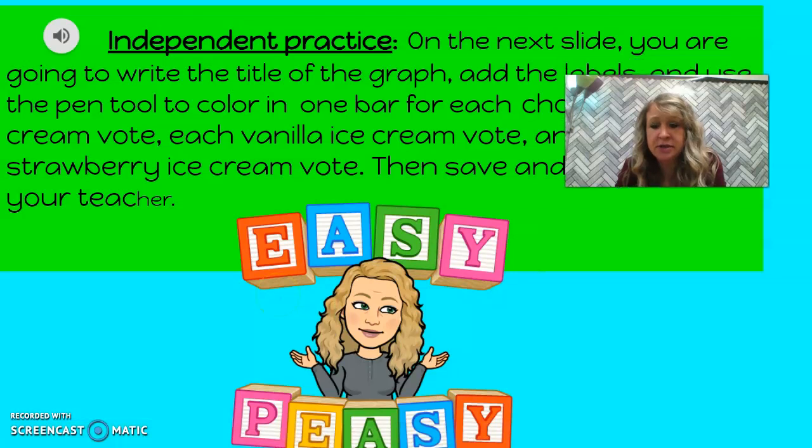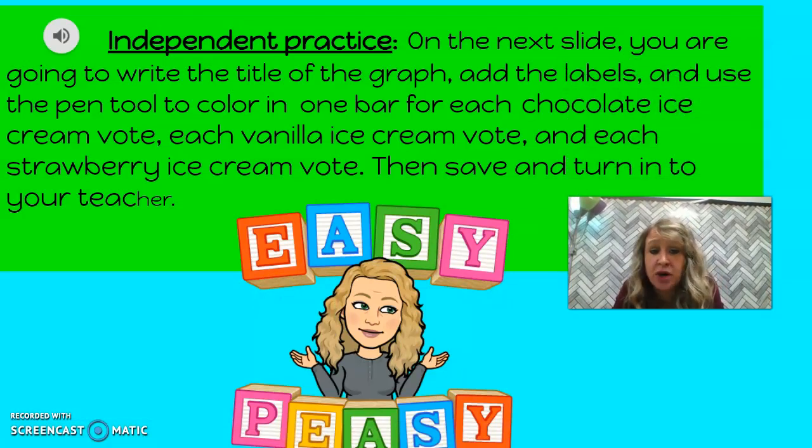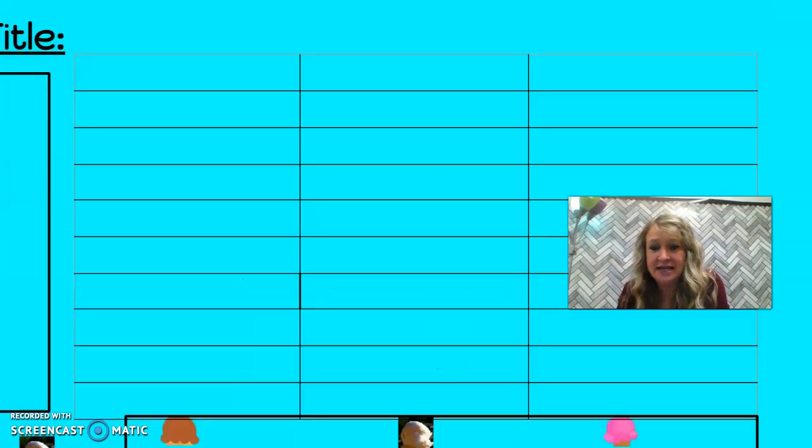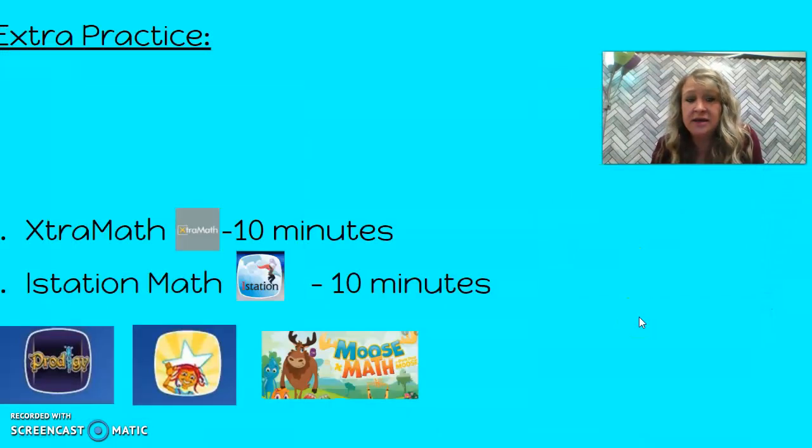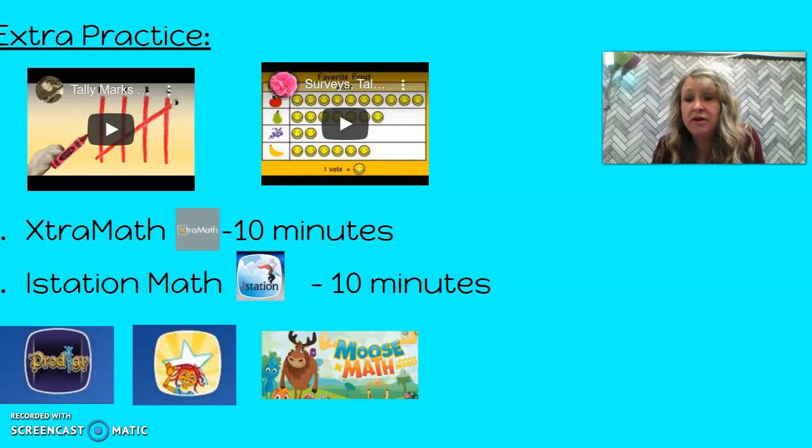and here's your assignment. On the next slide, you're going to write the title of the graph. You're going to add the labels and use the pen tool to color in 1 bar for each chocolate ice cream vote, each vanilla ice cream vote, and each strawberry ice cream vote. Then save and turn in to your teacher. Easy peasy. And here is your blank bar graph that you are going to make, your bar type graph. And then you have 2 videos to go watch. Extra Math for 10 minutes, iStation for 10 minutes, and the other math apps that your teacher wants you to go to.